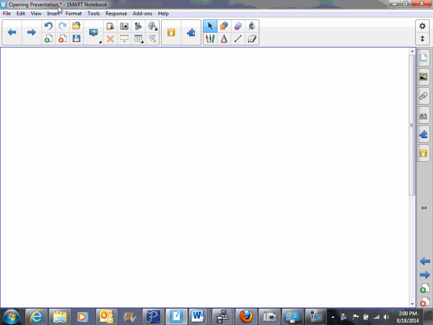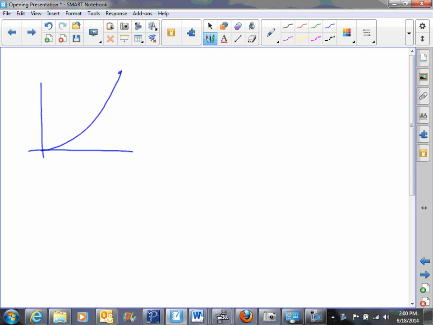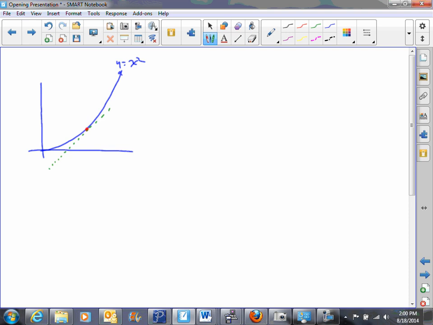What I'd like to talk to you about right now is the idea of limits and derivatives with the tangent problem. So one of the first things that we come up with is, what if we have something like y is equal to x squared, and we want to know the slope of the line that is tangent to the curve at some particular value, for example, at x equals 2.